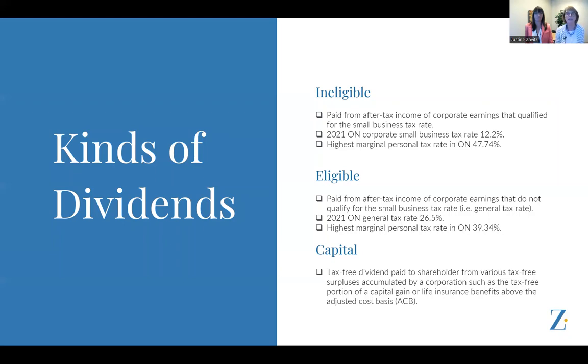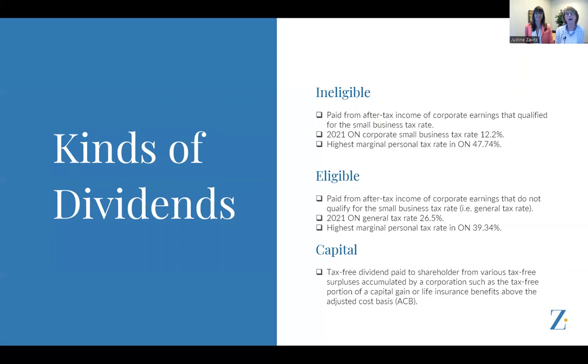Now, similarly, life insurance proceeds above the adjusted cost base also come out of the corporation as a tax-free capital dividend. It's one of the reasons that many business owners hold life insurance within their corporation. You may wonder what I mean by adjusted cost base, and it's a convoluted type of explanation. But let's just give an example.